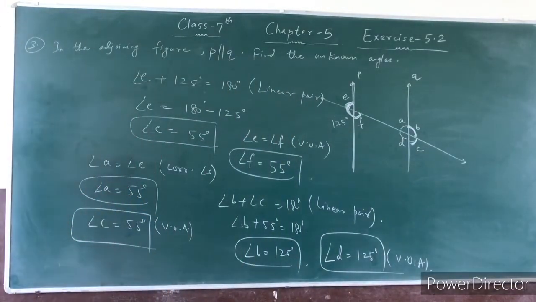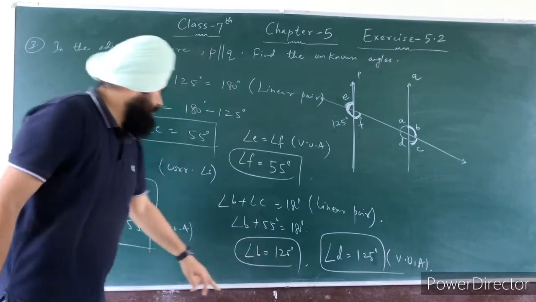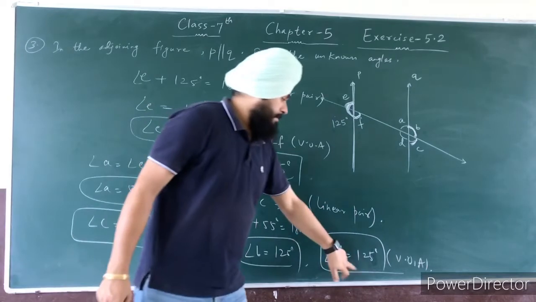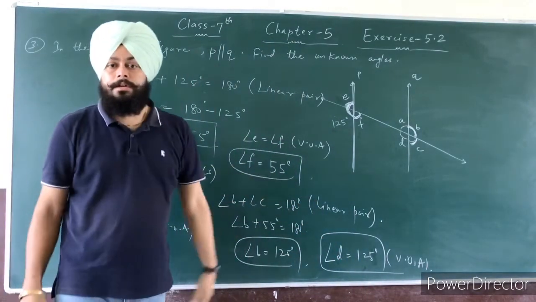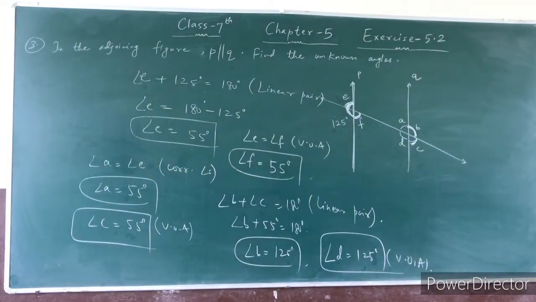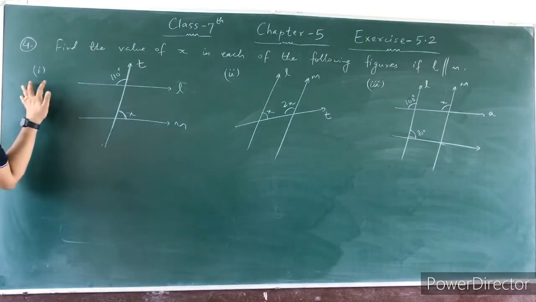You also write the result. Okay. So you can see here angle A is 55 degrees. The measure of angle B is 125. Angle C is 55 degrees. The measure of angle D is 125. The measure of angle E is 55, and F is also 55 degrees. So this is your question number 3. Next, this is your question number 4.